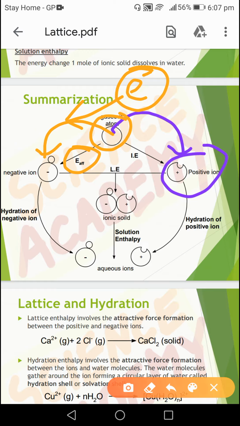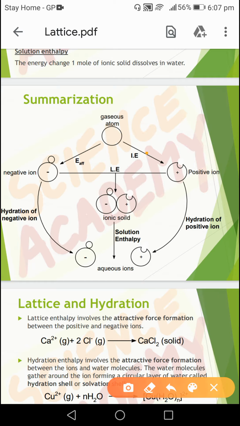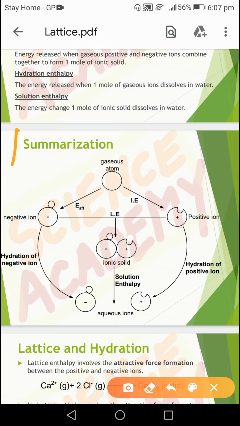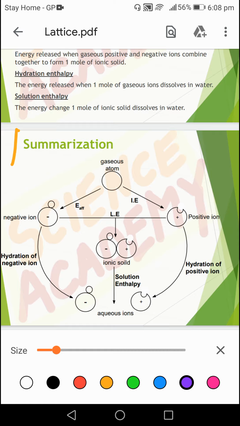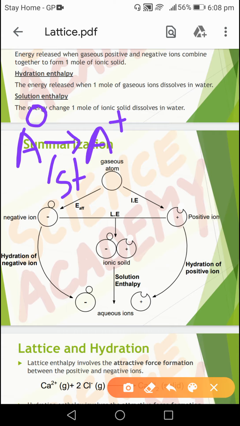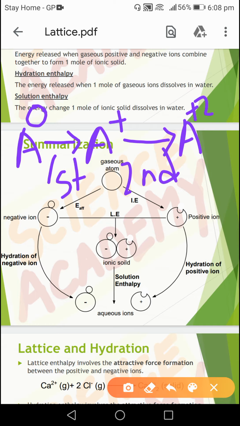Okay, here we have something more important to know. Ionization energy and electron affinity can be of various types. For example, when you are forming from A to A plus, that means you have taken out one electron. That means you are going from 0 to plus 1. This is called the first ionization energy. Okay? And when from A you are forming A 2 plus, this is what we are calling the second ionization energy.